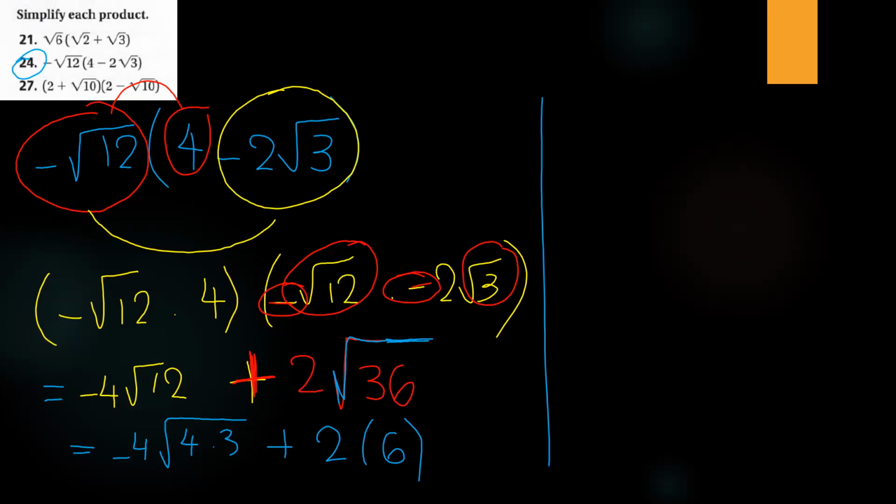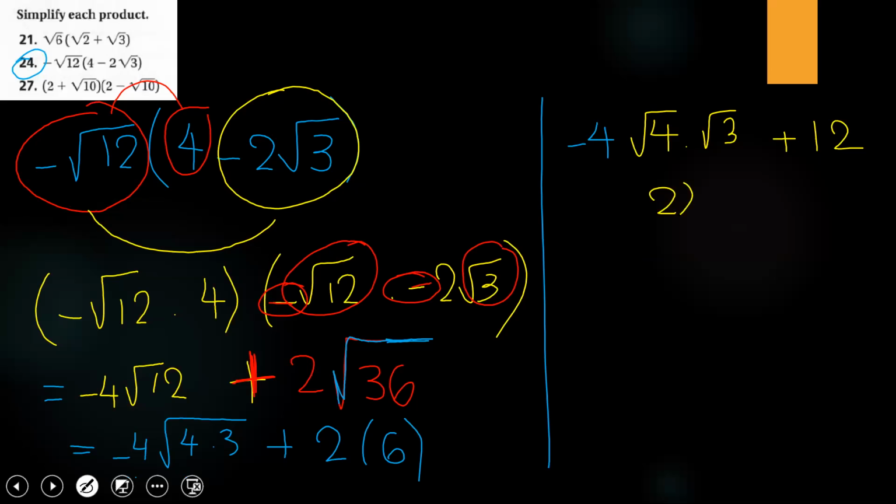Then let's continue now in the second term. We have negative 4. Let's now distribute the square root into 4 and into 3. Plus 2 times 6, which is 12. Is it clear until now? Yes. Then square root of 4, what is it? 2. 2 times negative 4, and the square root of 3 cannot be simplified. Keep it as it is.